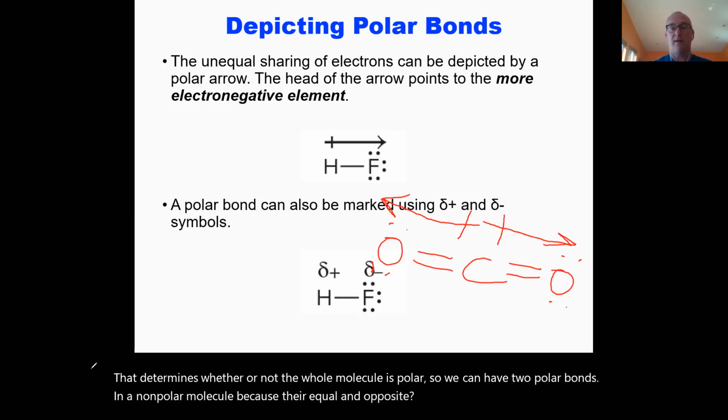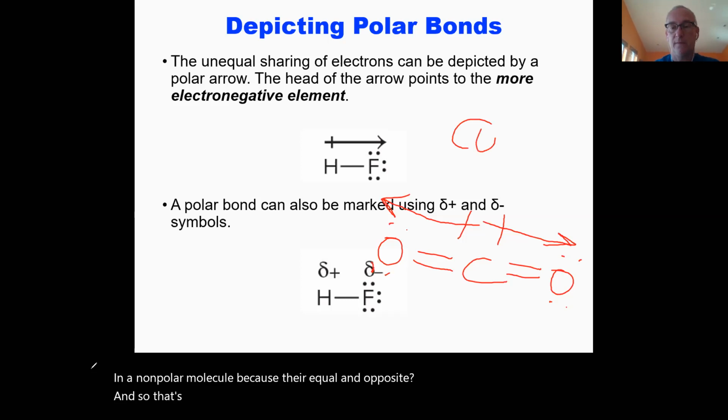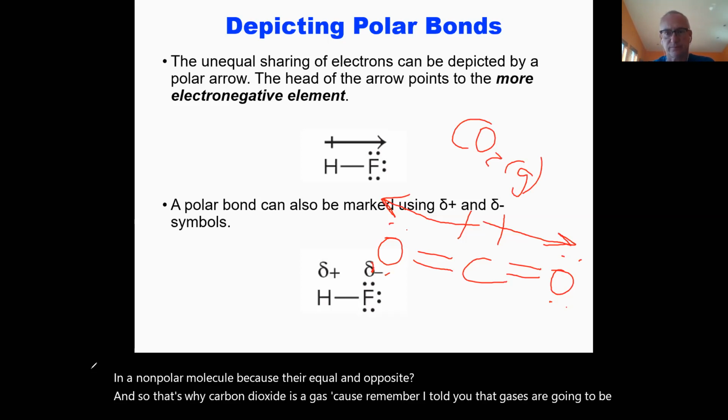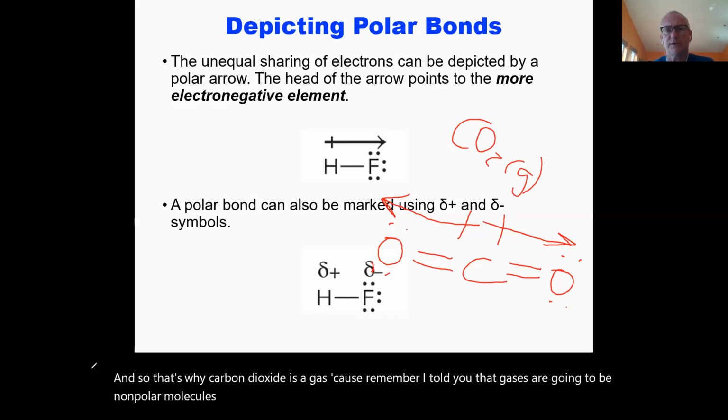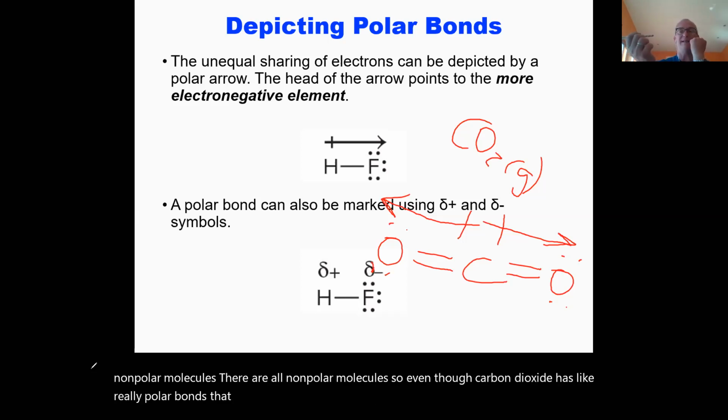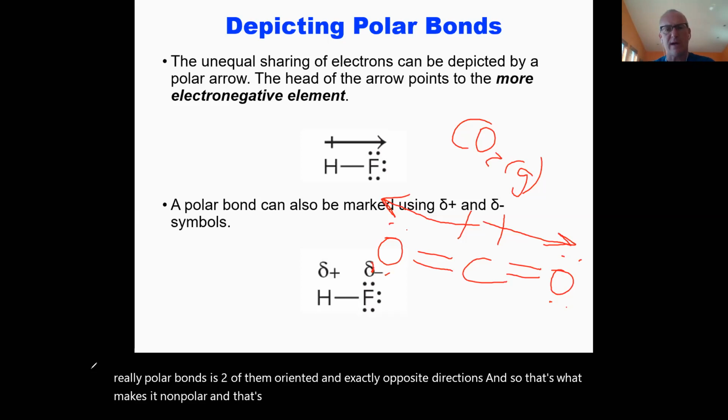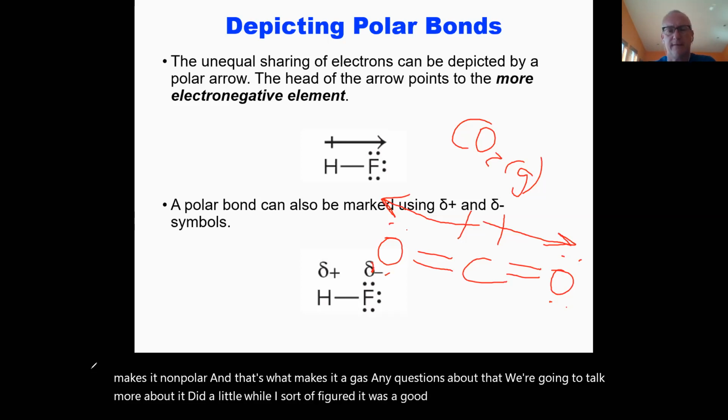And so that's why carbon dioxide is a gas. Remember, I told you the gases are going to be nonpolar molecules. They're all nonpolar molecules. So even though carbon dioxide has really polar bonds, it has 2 of them oriented in exactly opposite directions. That's what makes it nonpolar, and that's what makes it a gas. Any questions about that? We're going to talk more about it in a little while. I figured it was a good chance to introduce that concept.